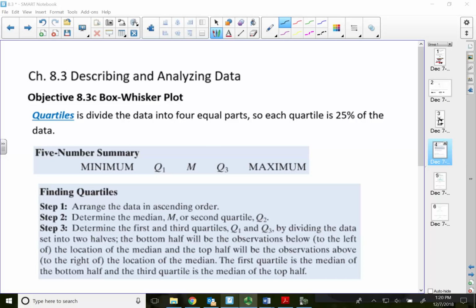Welcome back to Math 155, section 8.3, describing and analyzing data. In this lecture video, I'm going to show you something called the box and whisker plot.